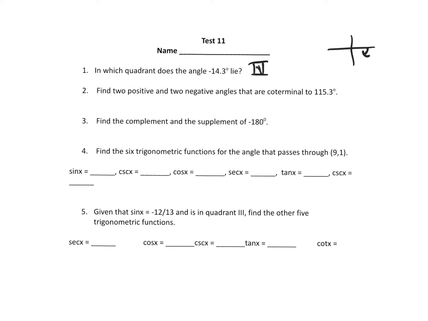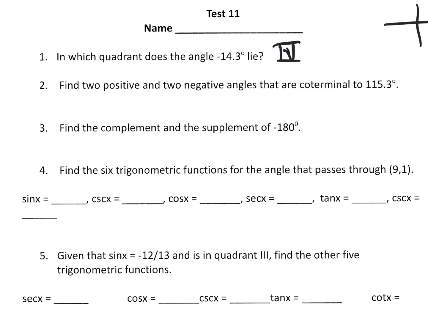Number 2 says, find two positive and negative angles that are coterminal to 115.3. Remember, when you hear coterminal, you're thinking, I'm going to add 360. So I'm going to do 115.3 plus 360 and 115.3 minus 360. And then I'm going to keep on adding 360 and subtracting 360 because I got to get 2 of them. So I'm going to get my calculator. I'm going to get 475.3 degrees. I'm then going to add 360 again to that.